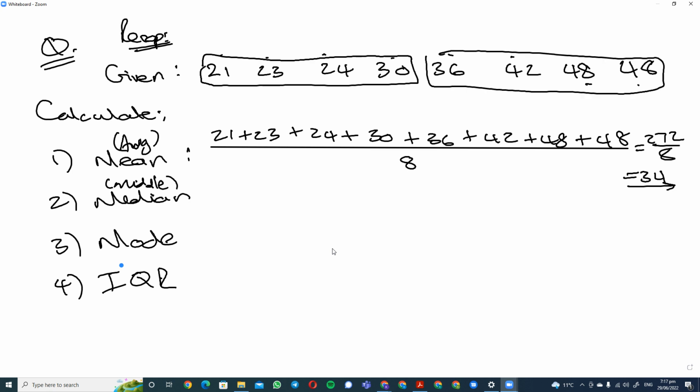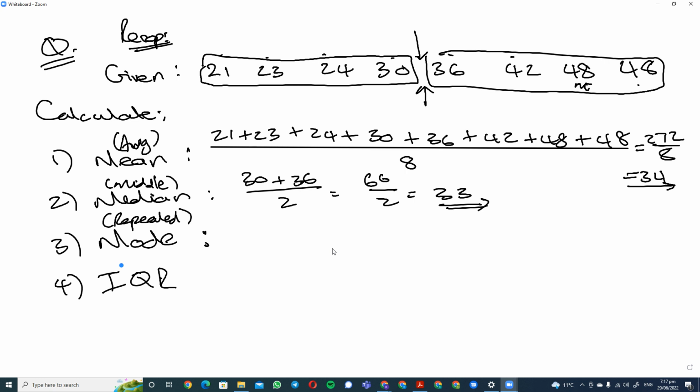Median, your middle value. We go 4 from the left, 4 from the right, and it's going to be in between 30 and 36, so we average it, comes to 33. The mode is the most repeated number. That's 48 and 48. We got 2 of them, right? So the mode is 48.